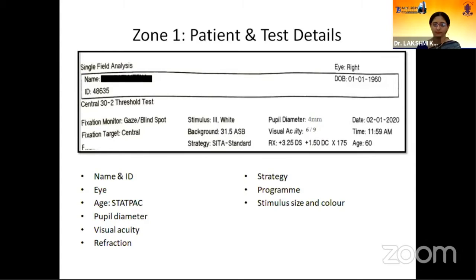Then age is important for proper comparison with the normative data, and also because after the age of 20 years, there's a 1 decibel depreciation in the threshold values for every 10 years. Pupil diameter is very important and should be between 3 and 5 millimeters. Anything less than that can cause edge defects or can cause a generalized depression of sensitivity. Visual acuity should be recorded, and any refractive error should be corrected. After that, we look at the test details, wherein we see the strategy that has been used, the program that has been used, and the stimulus size and color.